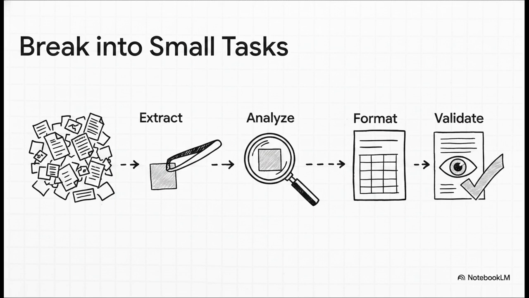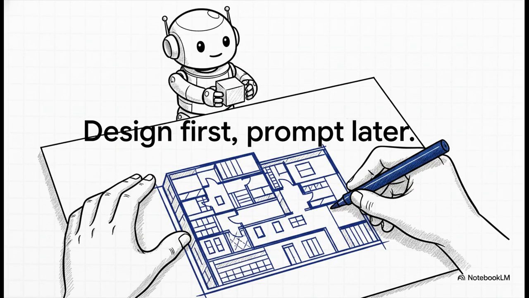It will give you an answer that looks right but is actually deeply flawed. Step 4 is a rule I see people break all the time. Design your output first, then write your prompt. Don't just show up to the AI with a vague idea and hope for the best. You have to be the architect.